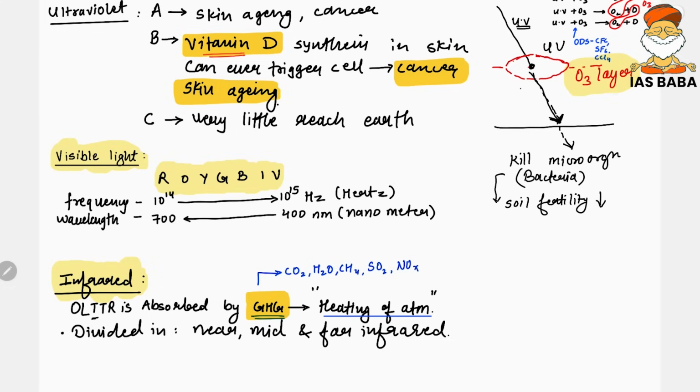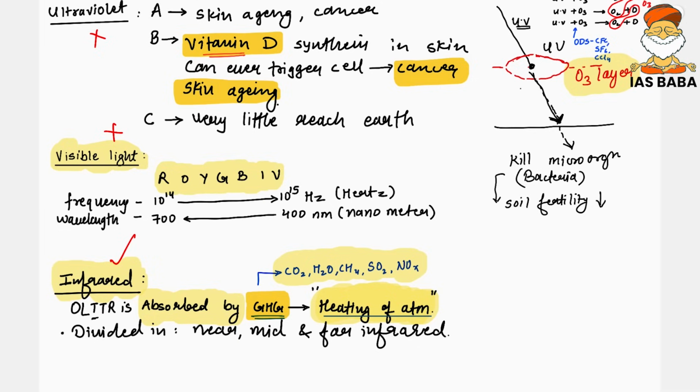Infrared radiation is the radiation that is absorbed by the greenhouse gases. So it is not visible light. Visible light does not cause heating. The UV radiation does not cause heating. It is the infrared radiation that causes atmospheric heating. And why? Because this infrared is absorbed by greenhouse gases. Which are these greenhouse gases? This is carbon dioxide, water vapor, methane, sulfur dioxide, nitrous oxide.